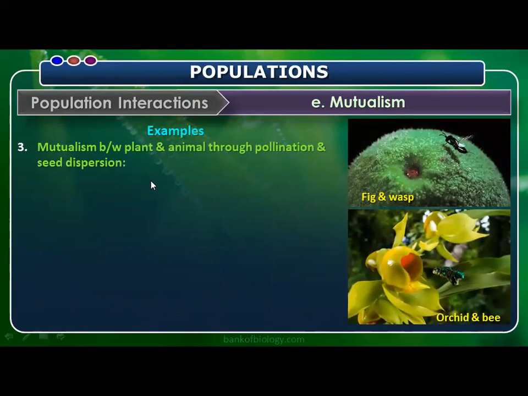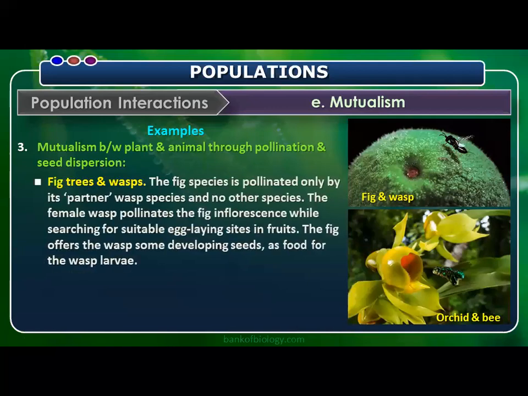Here it doesn't actually come under mutualism, that issue we are going to learn now, but it was given in the textbook, so we have to say it a little bit differently here. The fig species is pollinated only by its partner wasp species and no other species. The female wasp pollinates the fig inflorescence while searching for suitable egg-laying sites in the fruits. The fig offers the wasp some developing seeds as food for the wasp larvae. So that is a mutual benefit. In some other context, we can say both are getting benefited.